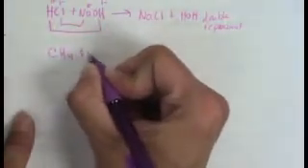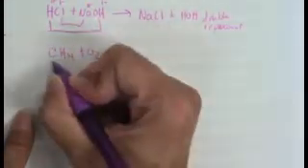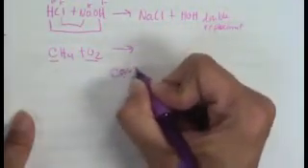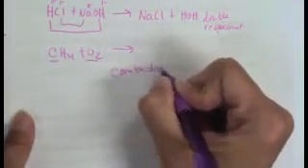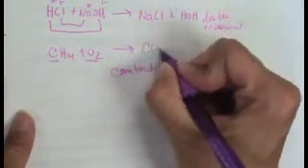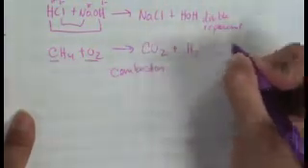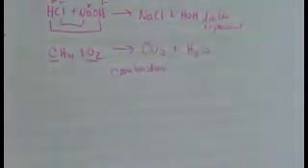Okay, what's next? CH4 plus O2. We have a carbon source, we have an oxygen source. This is going to be combustion. So always in combustion reactions, CO2 and H2O are always going to be your products.